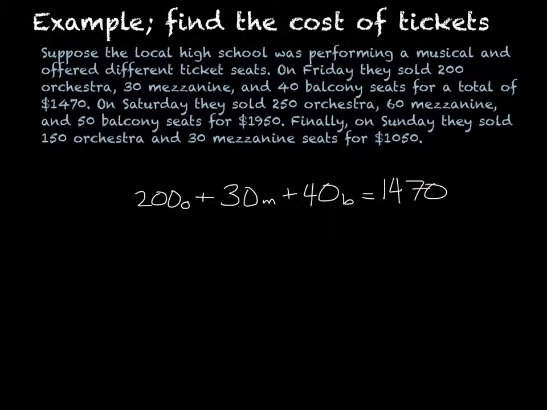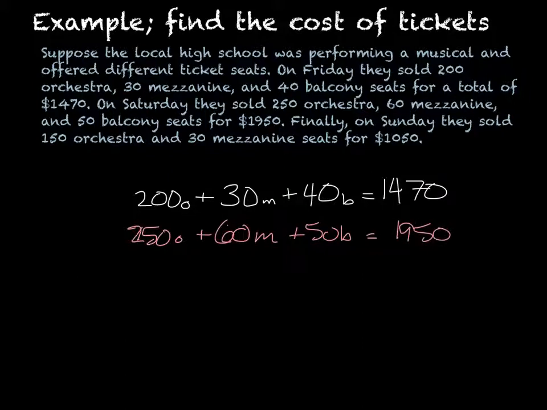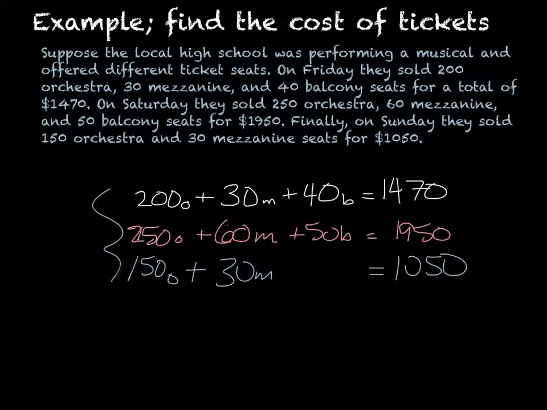On Saturday, they sold 250 orchestra plus 60 mezzanine plus 50 balcony, and that was for a total of $1,950. And the last day, the Sunday, they sold 150 orchestra seats and 30 mezzanine seats and no balcony seats. So that was equal to $1,050. So that's your system of equations. Set it up as you're reading it.